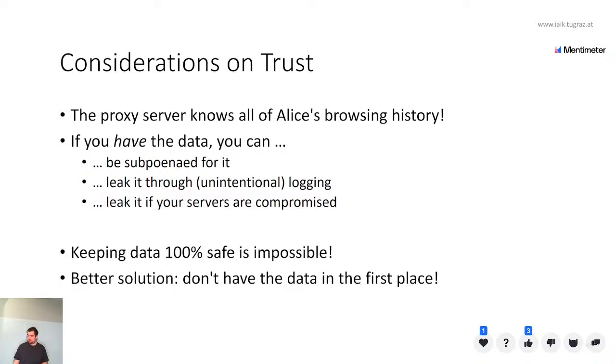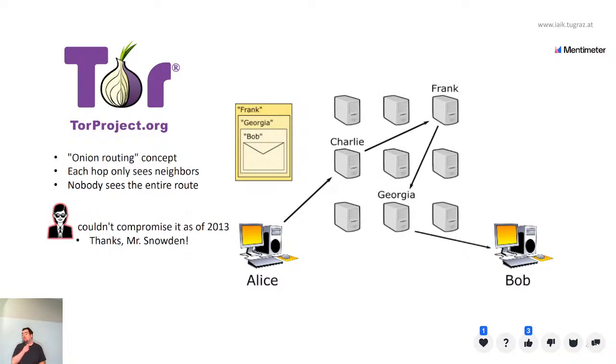The better solution, of course, is don't have the data. That's the fix. If you never get the data, you can't lose the data. Let's talk about how that works in practice. So what I'm going to plug here is the Tor project, illustrated on the right.